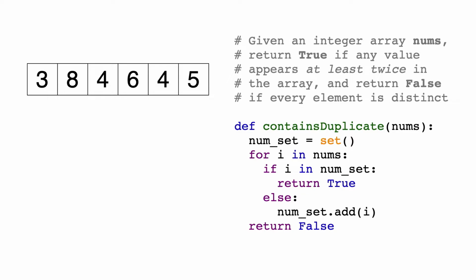Given an array, we have to return true if any value appears at least twice in the array, and false if every element is distinct. Now one way to do this would be to compare every element in the array with each other, and return true if we find any duplicates.